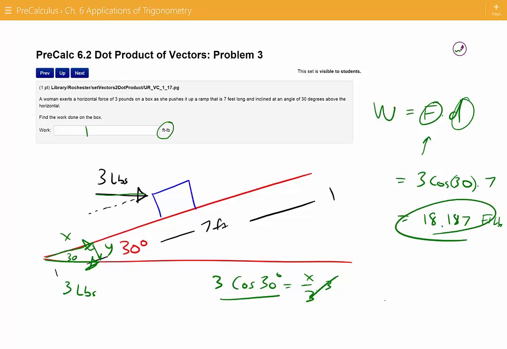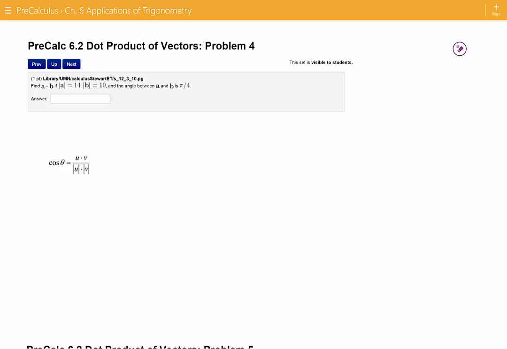Okay, the next problem wants us to find the dot product of A and B. To do that, we're going to use this formula, which is the angle between two vectors, because the dot product is right here. So that's the quantity we're looking for. They gave us the angle and the magnitude of both vectors, so this formula works quite well for us right now.